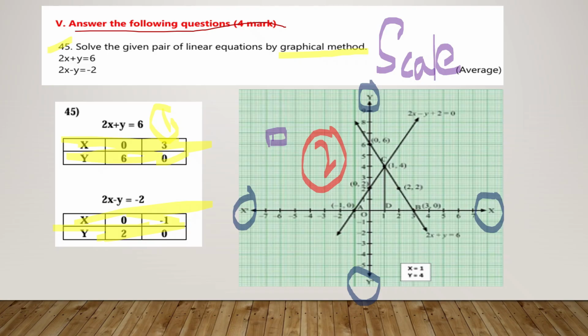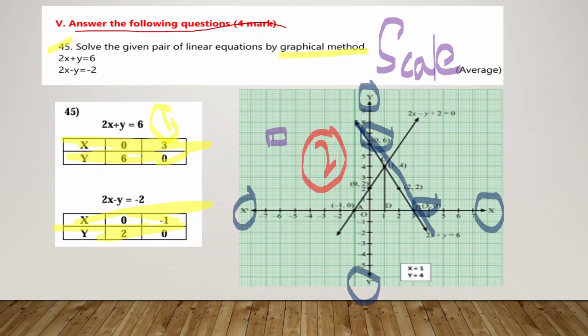Here x is 0 and y is 6. So here you can see x is 0 and y is 6. This is the first point of the first equation. Next, if you take x as 3, you will get the value of y as 0. So this is one pair of the linear equation.